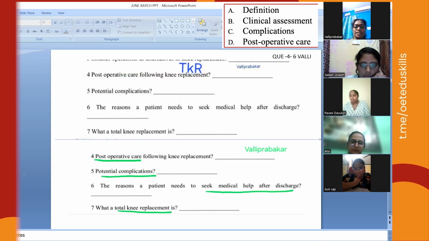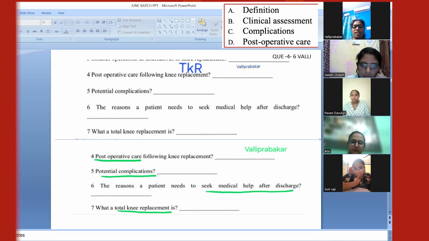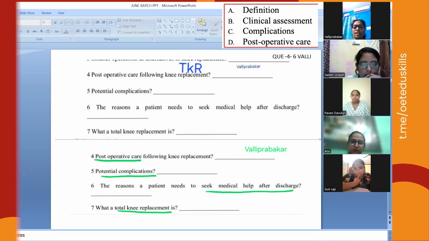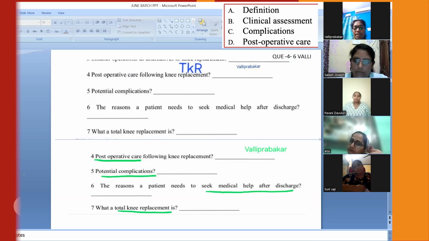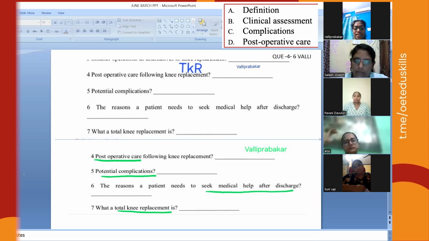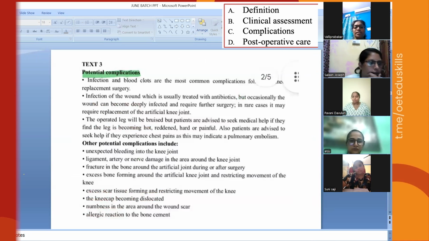Then question number 6. The reason a patient needs to seek medical help after discharge. Here, what is the hedging word? It says to seek. When to seek the medical help after discharge. So immediately we have to go to the text. Which text it is? Where we can see the medical help after discharge, while doing skimming, we may underline the text. So we can go to the text. I think it's from Text C. In the text, see here, the third bullet point we have seen.